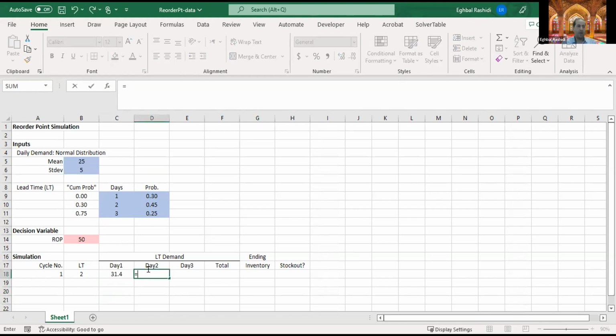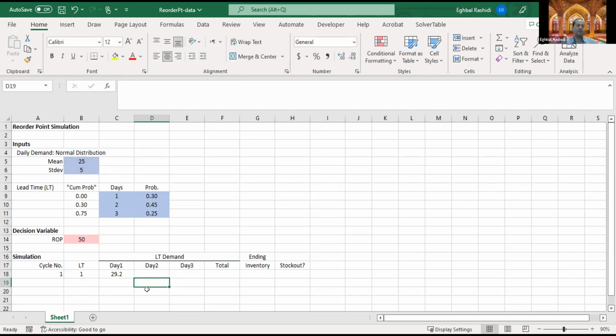For day 2, I'm going to use the IF statement and say, only generate or sample for this column if the lead time is greater than 1. That means if the lead time is actually more than 1, then we have day 2. If day 2 exists, then generate demand for it. If day 2 doesn't exist, don't generate demand for it. So this is going to be a NORM.INV again, the RAND function, and then the mean and the standard deviation here. If day 2 does not exist, you can generate a 0, or to not have a lot of zeros here, you can just produce empty spaces.